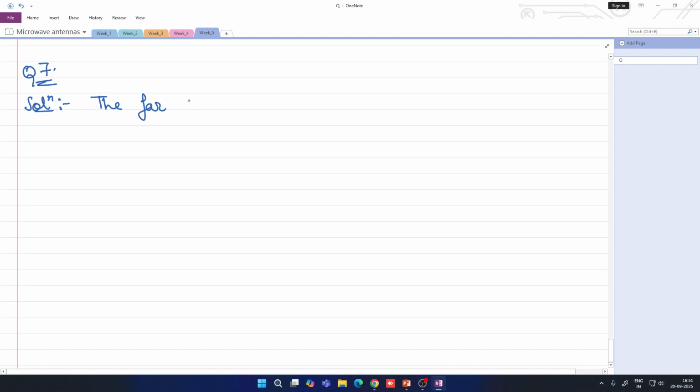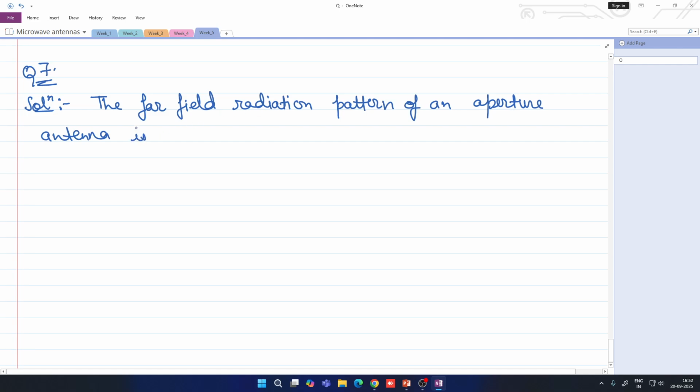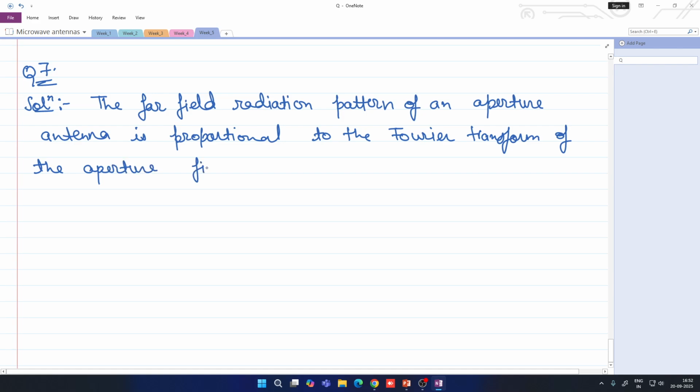The far field radiation pattern of an aperture antenna is proportional to the Fourier transform of the aperture field distribution.